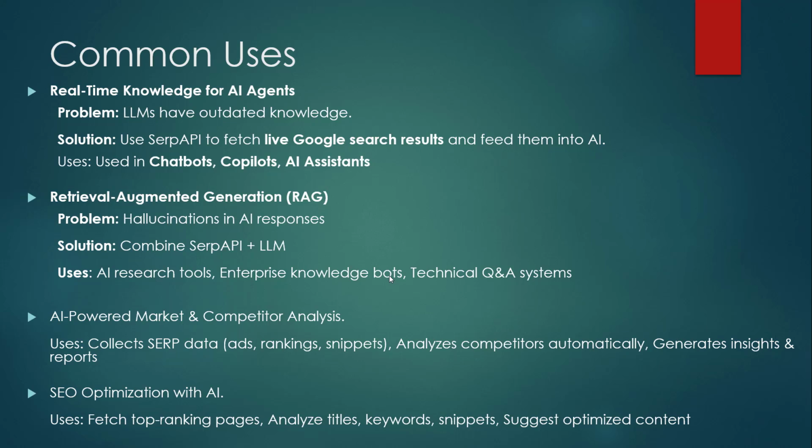Then retrieval-augmented generation, RAG, where the AI responses are not up to the mark. They have some hallucinations in those responses because they don't have the real context. So what we can do is combine the SERP API with the LLM so that both can work together.